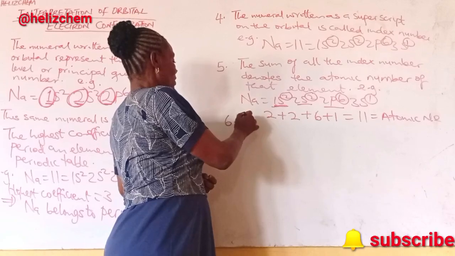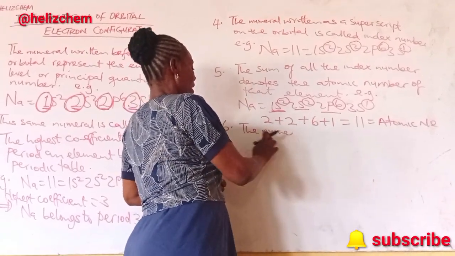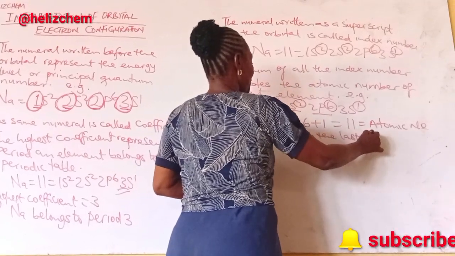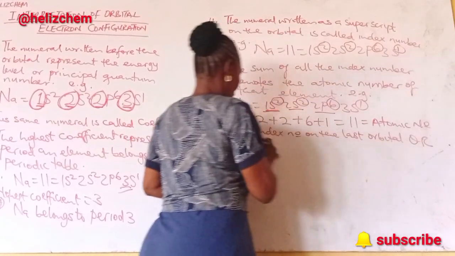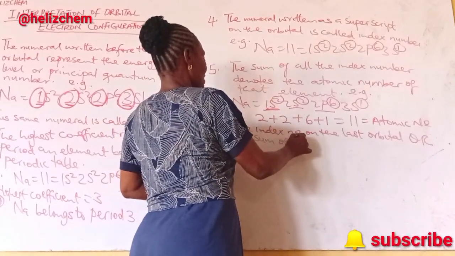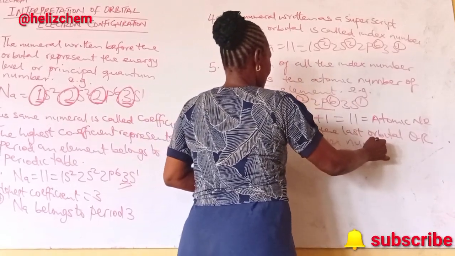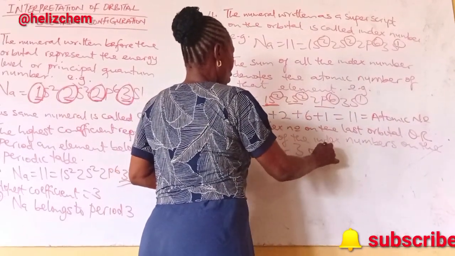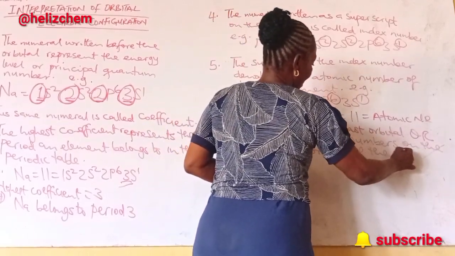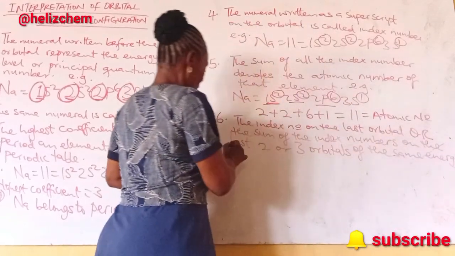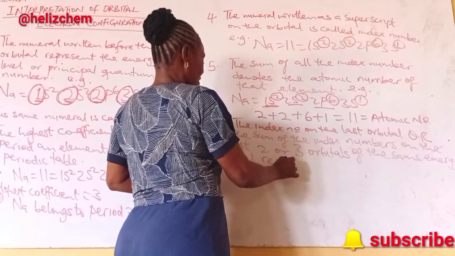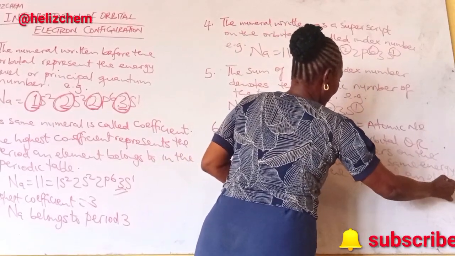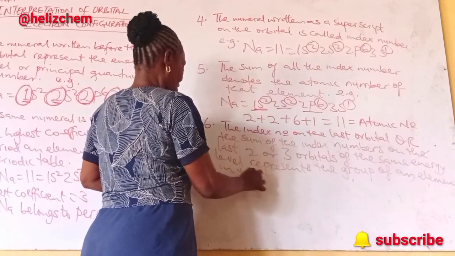6. The index number on the last orbital, or the sum of the index numbers on the last 2 or 3 orbitals of the same energy level, represents the group of an element in the periodic table.